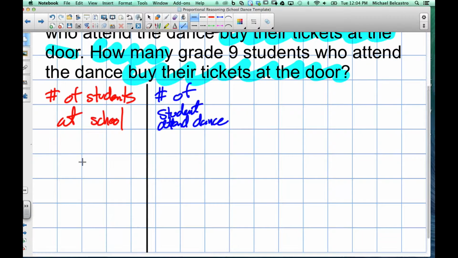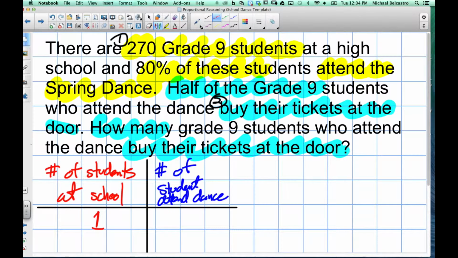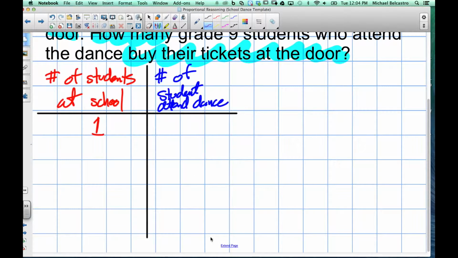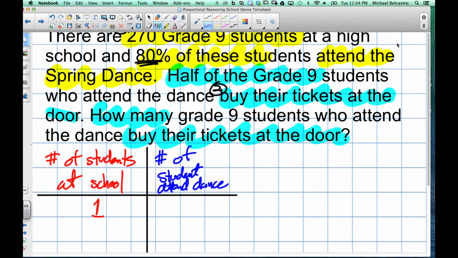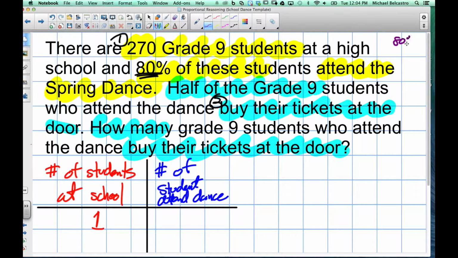So let's set this up. Let's say there was really only one student at that school. If there's only one student at that school, and remember, 80% of those students attend this dance, we need to figure out how many of the students would attend the dance. Well, we need to convert our 80%. We'll do it at the top here. We have our 80%, and we need to make it an equivalent decimal. So we'll start by turning it into a fraction. I need to take that 80 and divide it by 100, and that's what a fraction is. Then when I divide 80 by 100, you can use your calculator for this, you'll get 0.8.